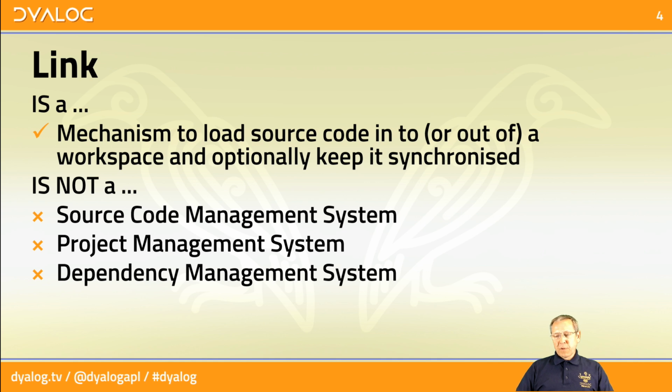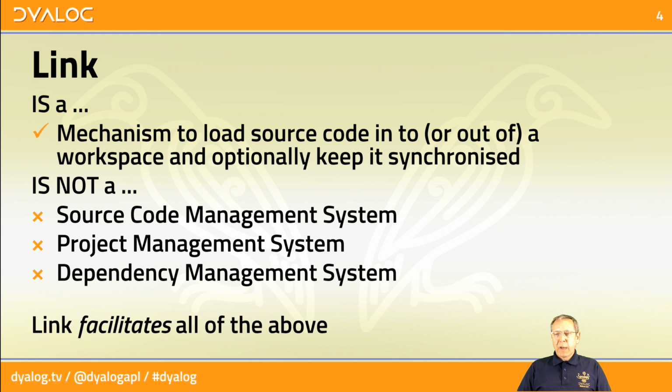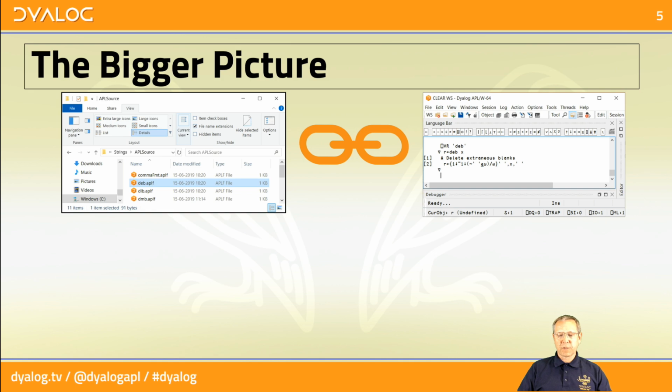Although the title of the talk is Source Code Management, Link itself is actually not a source code management system. It's not a project management system. It's not a dependency management system. It really only manages these links, but by making sure that your source code is always present in files, it facilitates all of the above. You can use other tools to achieve these things.